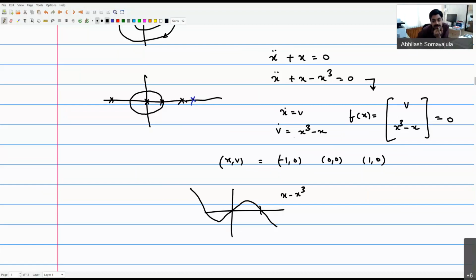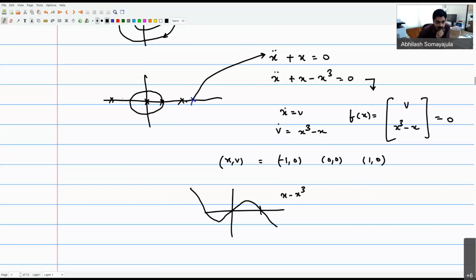No, v dot will be positive because v dot is x cube minus x and x is greater than 1. So v dot will be greater than 0. So hence we gradually increase, right? v will gradually increase, and as v increases, x will also increase. So it will basically go like that. It will blow up, right? It will go off to infinity.